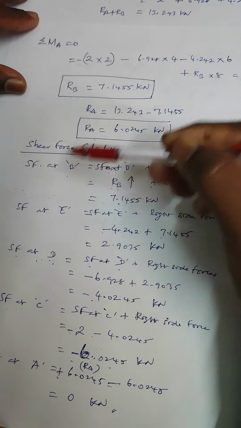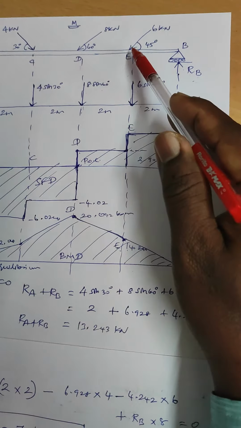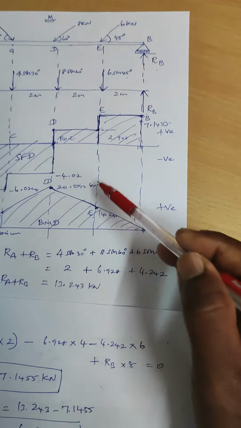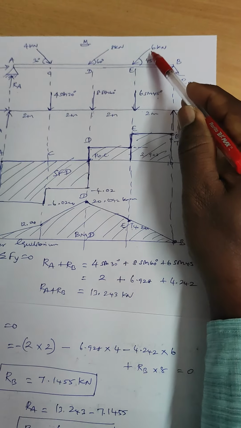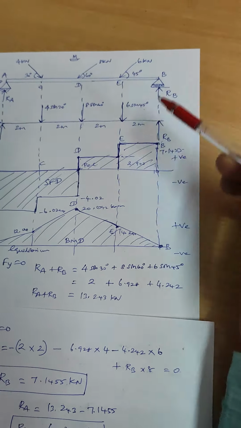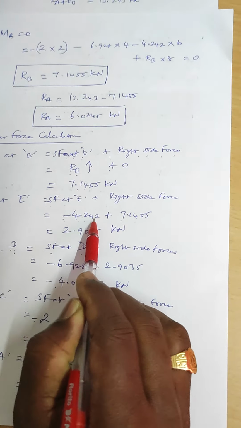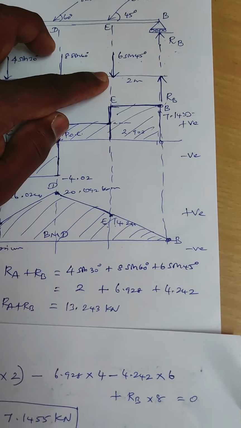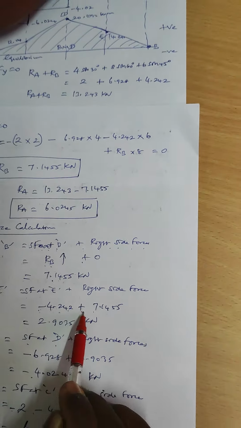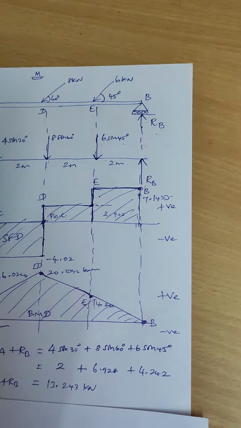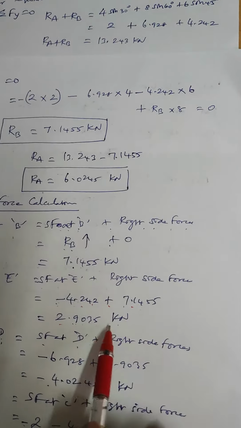Next point, shear force at E, we want to calculate here. Sum of the force at the particular point E plus right side forces. So the force at E is 6 sin 45, that is minus 4.242. Why is it minus? Because it is acting in the downward direction. So take it as minus, plus the right side force RB 7.1455. The answer is 2.9035 kilonewton.